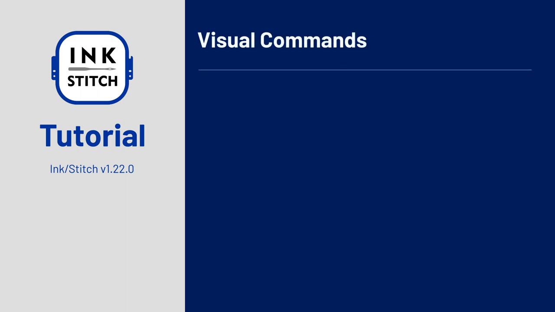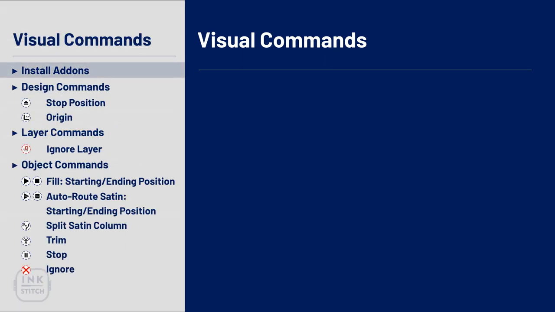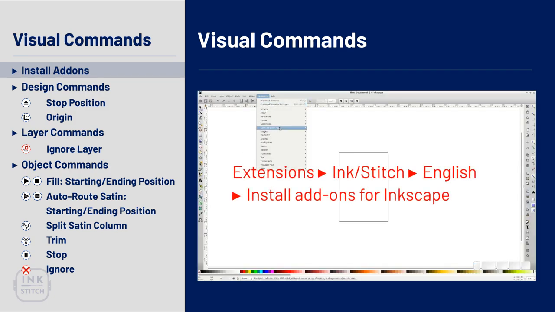In this tutorial, we are going to talk about visual commands. Visual commands are used to give Ink Stitch additional information about the way your design should be stitched out. Before you can use visual commands, you need to run Install Add-ons for Inkscape in order to make the symbols accessible.